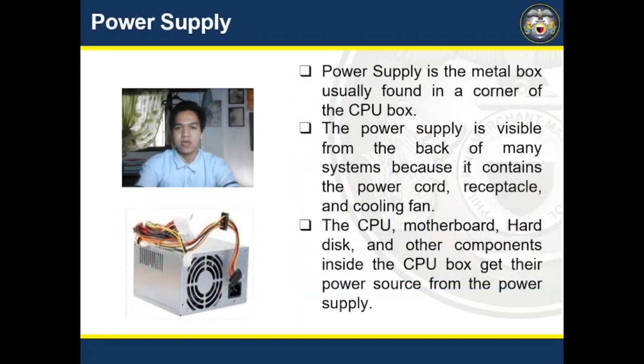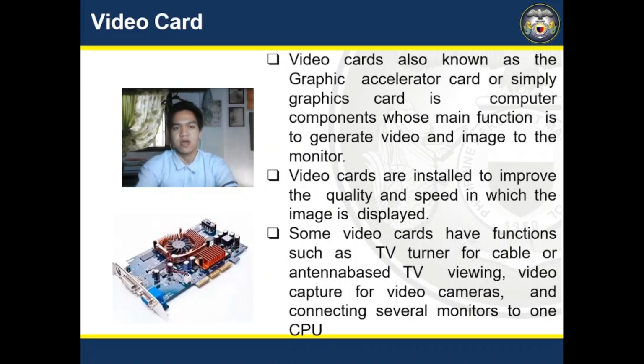Power supply. Power supply is the metal box usually found in the corner of the CPU box. The power supply is visible from the back of the system unit because it contains the power cord receptacle or cooling fan. The CPU, motherboard, hard disk, and other components inside the CPU box get their power from the power supply. And the video card.